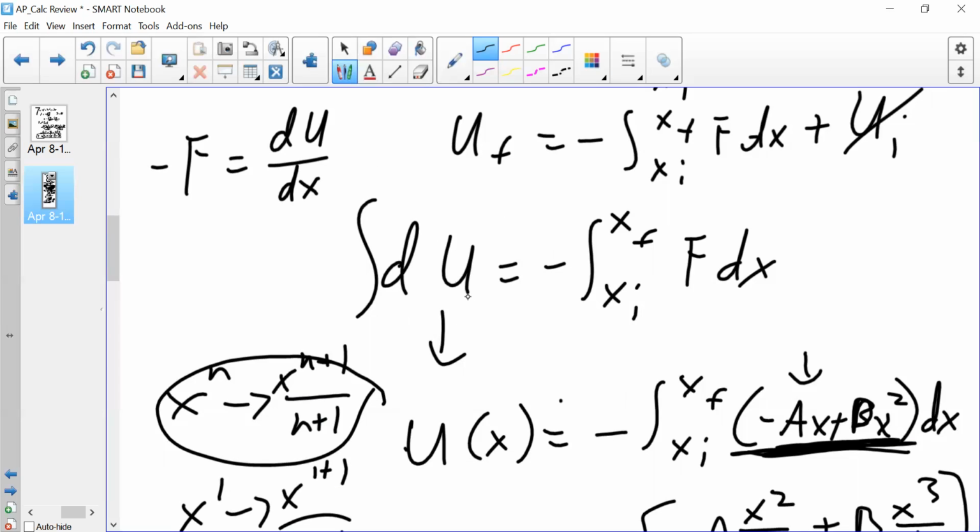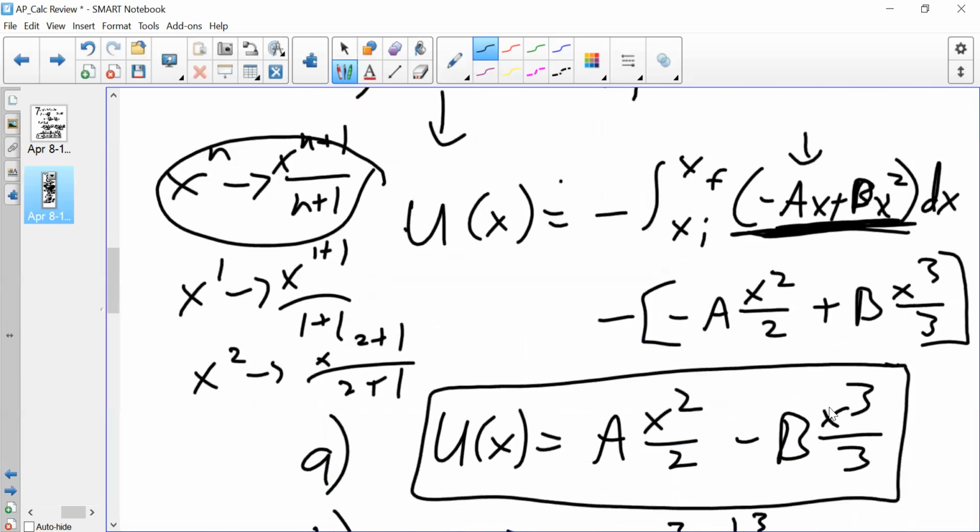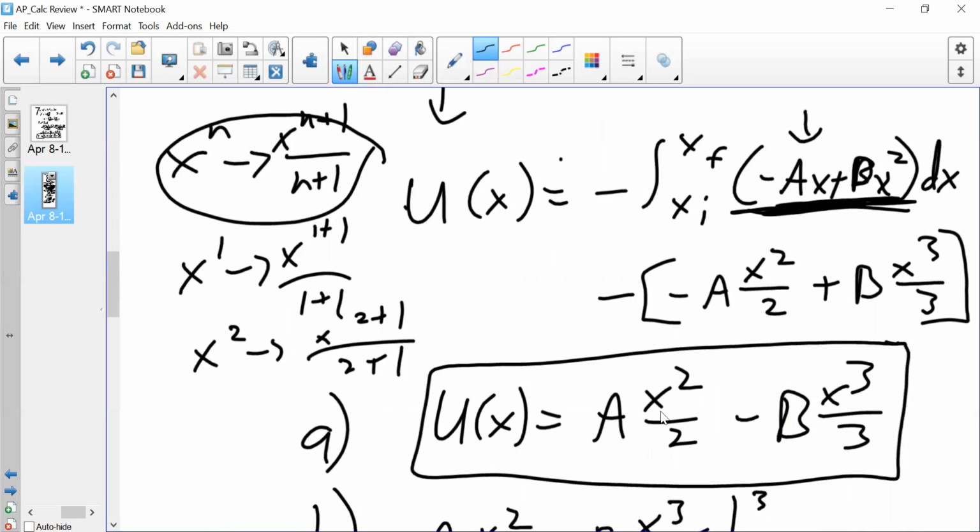All right, so the integral of that will just be U of x, because I'm along the x-axis, and I take my function here and integrate that. The antiderivative will just be minus, because it's already there. The minus sign here is part of the function itself, negative ax squared over 2 plus bx cubed over 3. And I'm left with this, ax squared over 2 minus bx cubed over 3. That's my potential energy function.